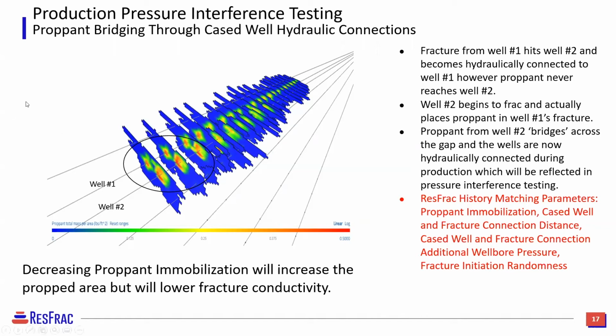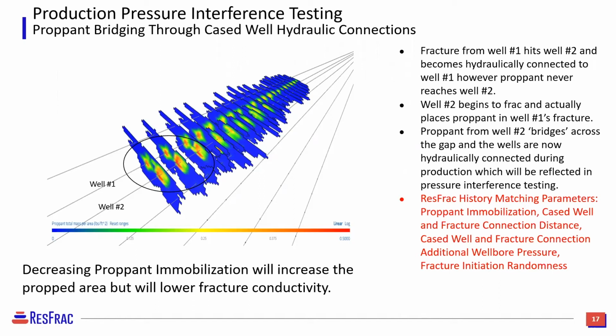We have to create the size of this cloud. 2, cased well and fracture connection distance. So that's the distance that this fracture from well 1 to well 2 has to be. You see a little perforation there. So that has to be within whatever distance you set of that perforation, 3, 5, 7, 10 feet of that perforation before a hydraulic connection is created.